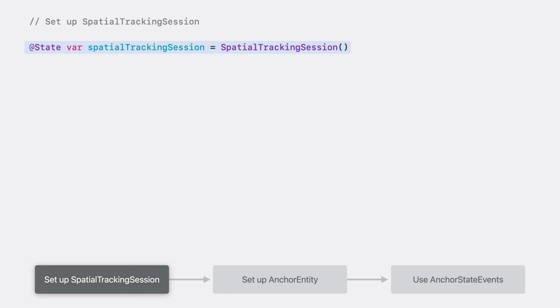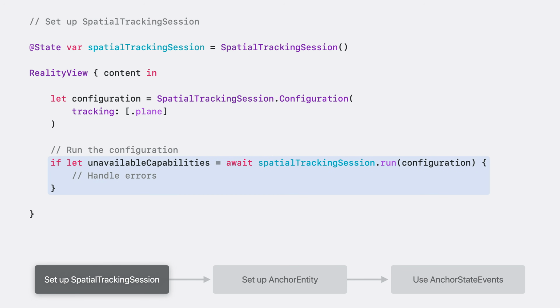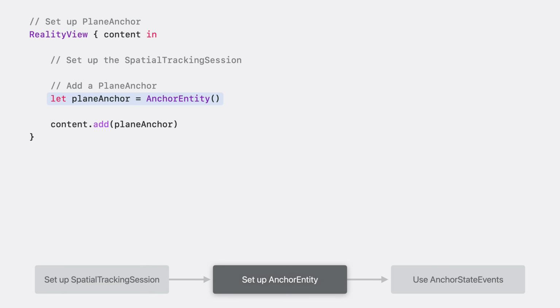I'll start by creating a spatial tracking session, which will allow RealityKit anchor entities to be tracked to the environment. For my game, I need to track a plane to spawn the treasure chest on, so I'll set up a spatial tracking session configuration with plane tracking enabled. Now, I can start the tracking session by running the configuration I just created. Next, I can spawn an anchor entity to help position my game on the table.